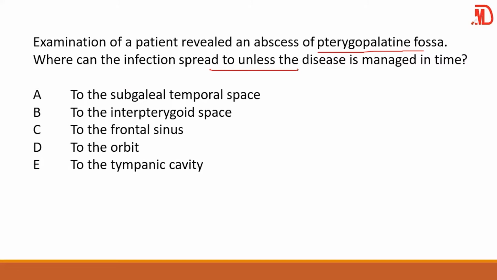It also communicates with the infratemporal fossa, the orbit, the pharynx, and then the middle cranial fossa through the foramen rotundum. Again, this pterygopalatine fossa communicates with the nasal and oral cavities, the infratemporal fossa, the orbit, the pharynx, and then the middle cranial fossa. Therefore, looking at the options that we have over here, our best bet would definitely be the orbit. So your answer here should be D.